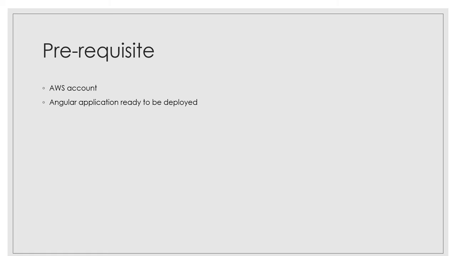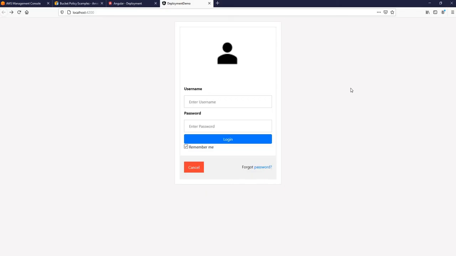So even before we start, there are certain prerequisites. You must have an AWS account, and you should have an Angular application which is ready to be deployed in production. For demonstration purposes, I have a sample application which I will be deploying in S3 bucket.